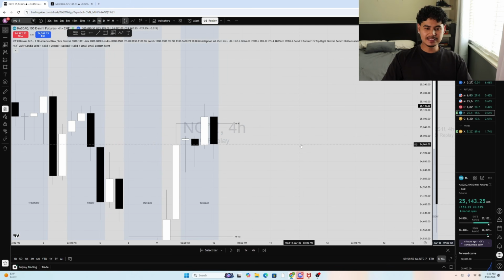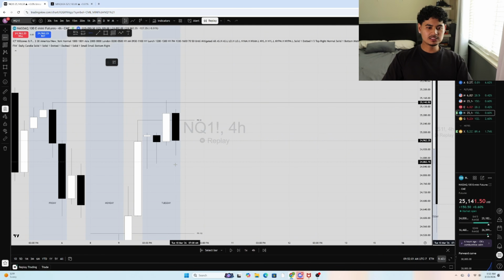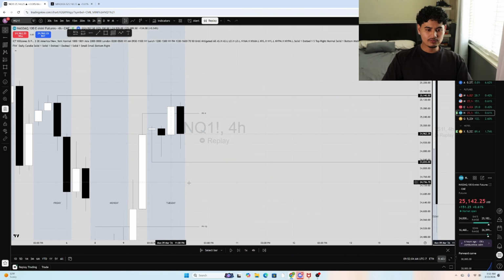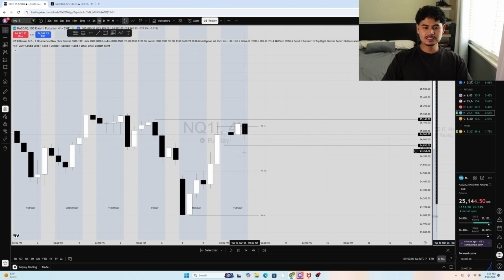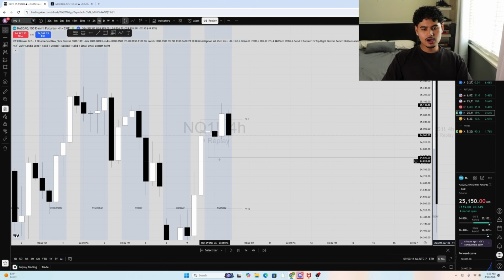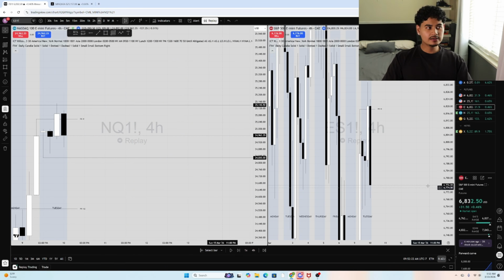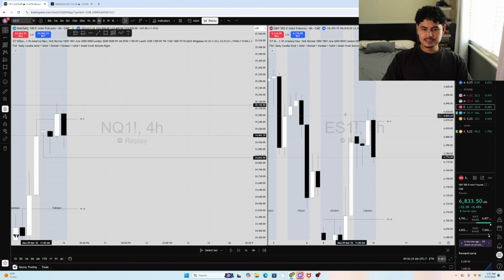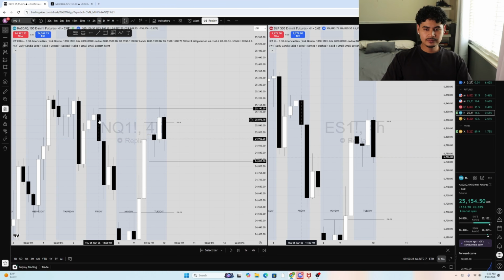So where was I expecting price to rebalance? I'm expecting price to rebalance into this 4-hour gap right here, this 4-hour unmitigated gap, and then that would allow us to push higher to these highs right here. I was expecting the draw for today to rebalance into this 4-hour gap. And along with this high being taken out, as you can see on ES right here, this high was SMT'd, where ES did not take out this high.